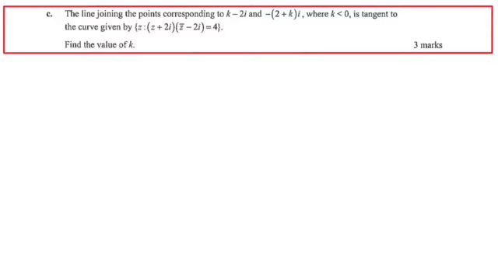Well, have you picked yourself up off the floor yet and collected yourself together again? The thing about this question is, it's under exam conditions if you were doing it in an exam situation, and this looks really freaky, doesn't it? So let's just read the question again. The line joining the points corresponding to k minus 2i and minus 2 plus ki, where k is some negative number, is tangent to the curve of this circle. And we've got to find the value of k.